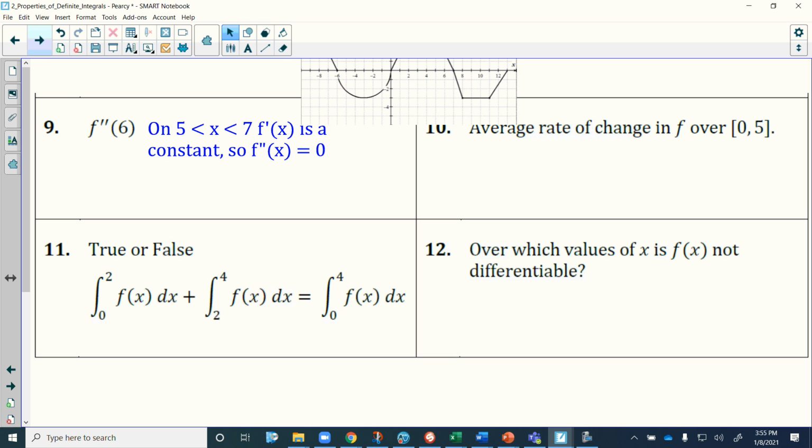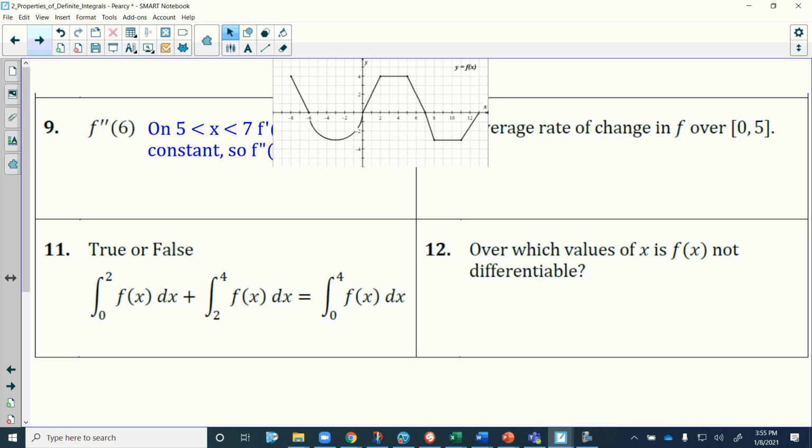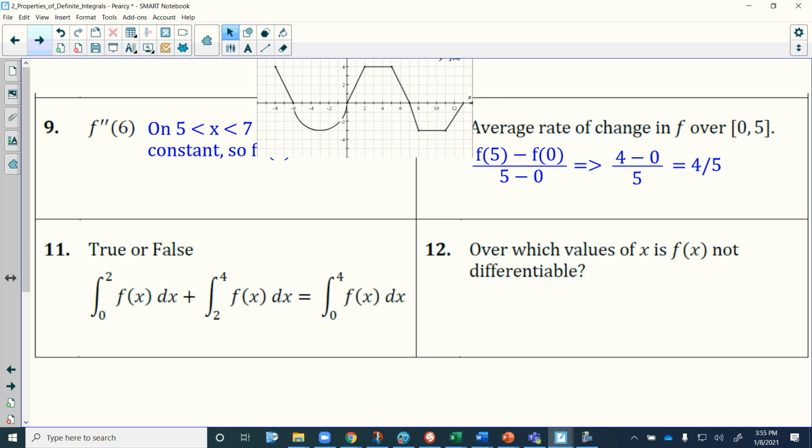The average rate of change from 0 to 5 on the function. So from 0 to 5, again, the average rate of change, just do your difference quotient. And in this case, I'm getting 4/5.